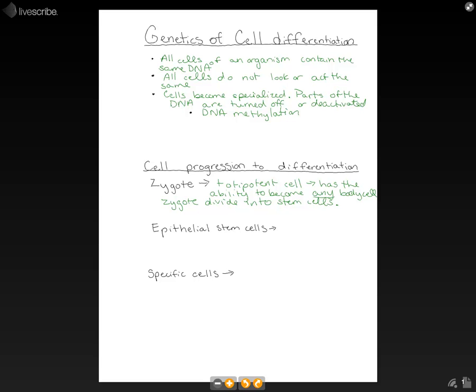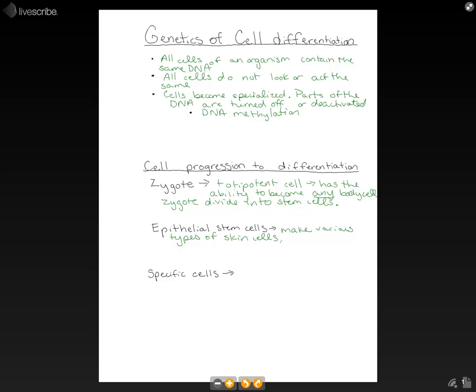So once we have stem cells, I have an example of epithelial stem cells here. They're going to make various types of cells. So an epithelial stem cell is going to make various types of skin cells. So that could be skin on your body, or it could be like the lining of the stomach. There are lots of different boundaries which are epithelial cells.